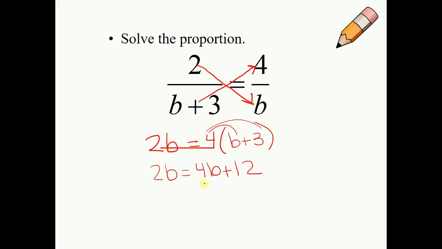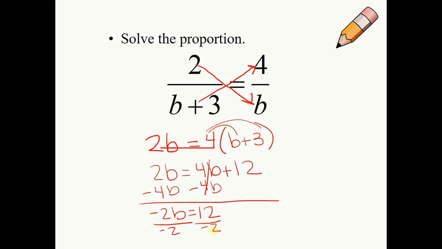I need the b's on the same side, because right now I have 2 b's. So I'm going to subtract 4b from this side. That way the number 12 is alone over there. So I got 2b minus 4b, that is a negative 2b. That's canceled out, and I'm left with 12. Looks like I need to divide by negative 2 to get b alone. So b is equal to negative 6. And that is the correct answer.